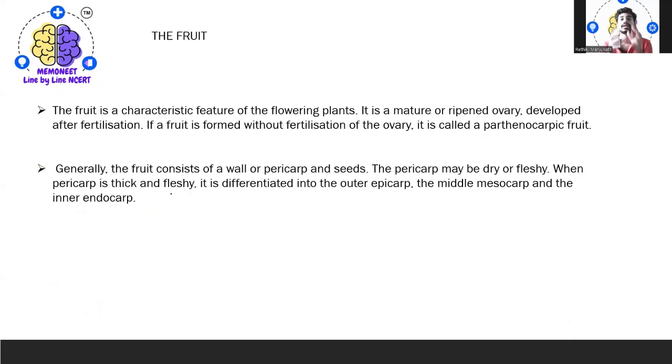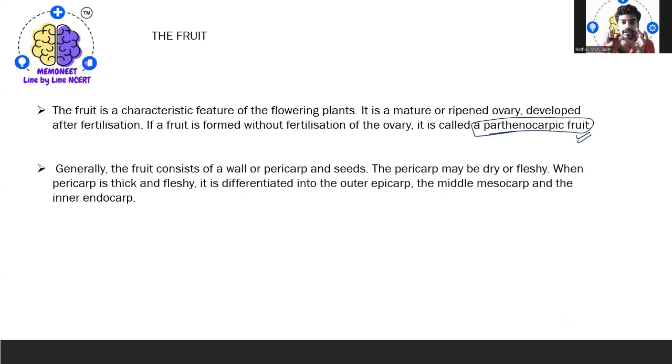Coming to the fruit part, the fruit is a characteristic feature of the flowering plant. It is a matured or ripened ovary. It develops after fertilization. And if the fruit develops without fertilization of the ovary, what do we normally call it? We normally call it a parthenocarpic fruit.